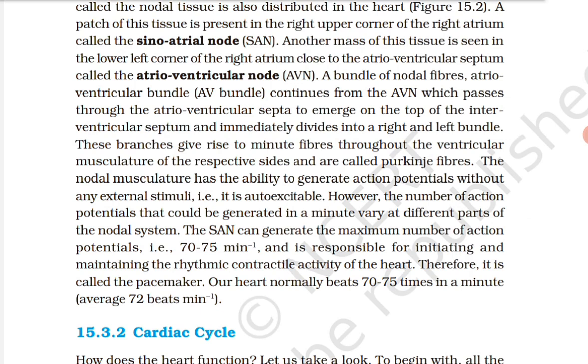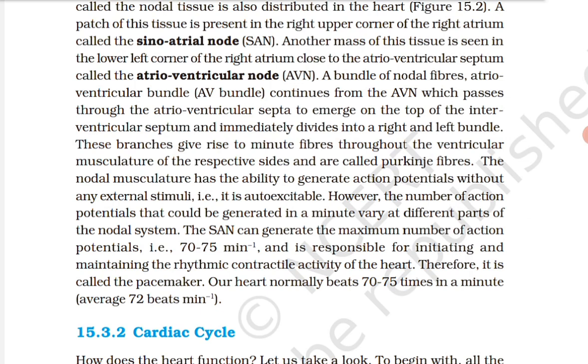Our heart has four chambers, two relatively small upper chambers called atria and two relatively larger lower chambers called ventricles. A thin muscular wall called the interatrial septum separates the right and the left atria, whereas a thick-walled interventricular septum separates the left and the right ventricles.